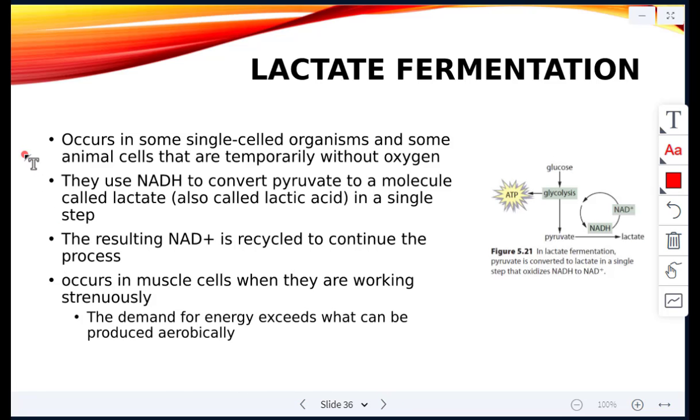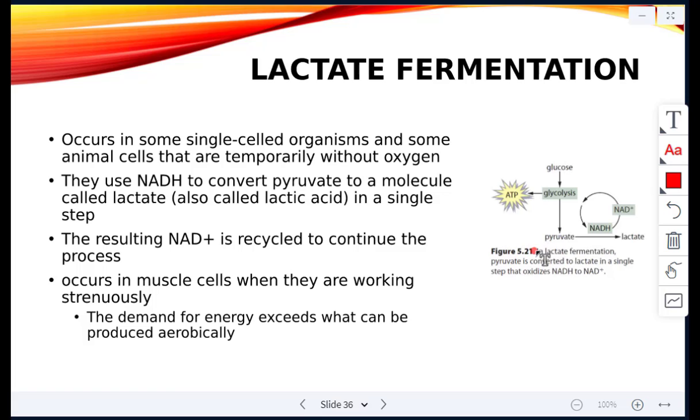So let's talk about lactate fermentation first. This type of fermentation occurs in some single-celled organisms and in some animal cells that are temporarily without oxygen. Like if you're working out really hard and you're running out of oxygen, you'll be using this lactate fermentation. So NADH is used to convert pyruvate to a molecule called lactate. This molecule is also called lactic acid, and it happens in a single step. So we can see that it happened right here.